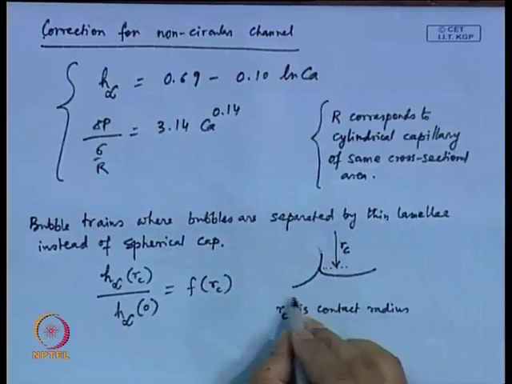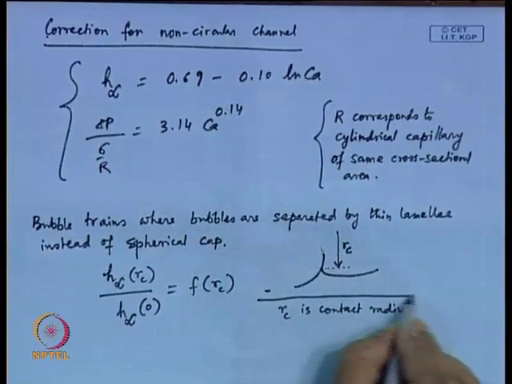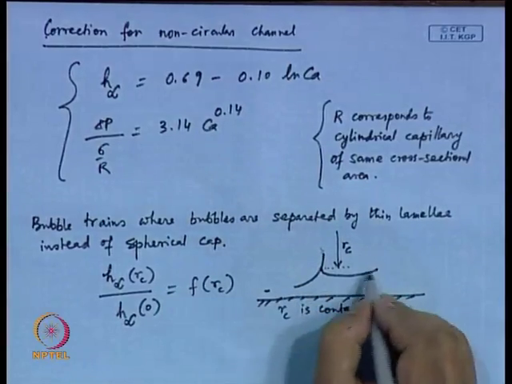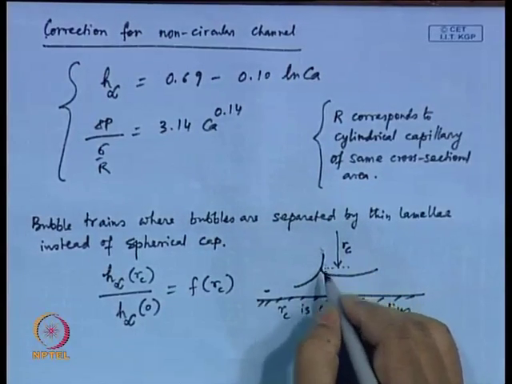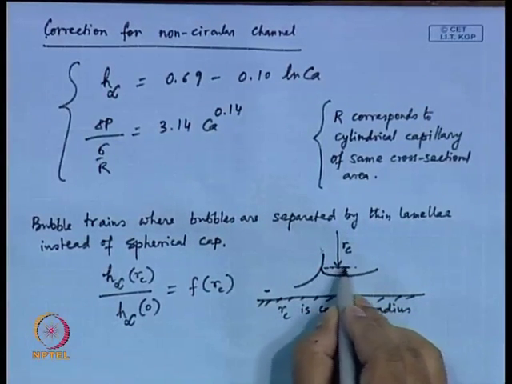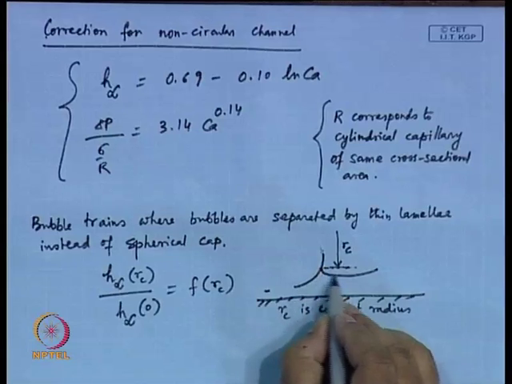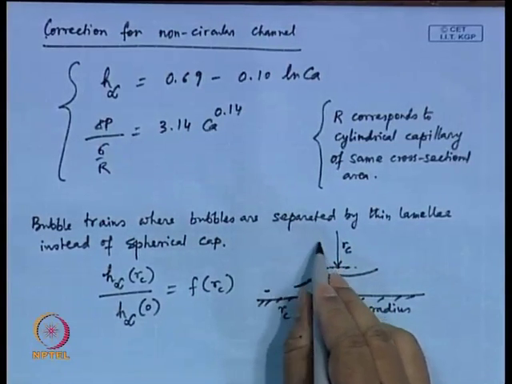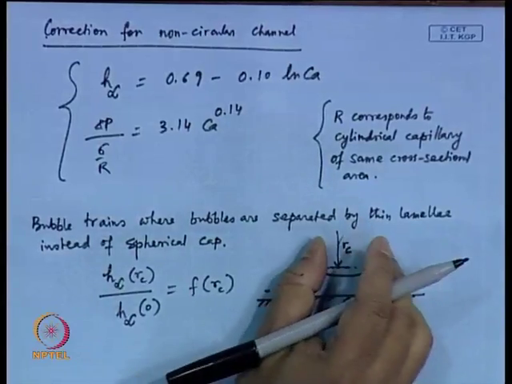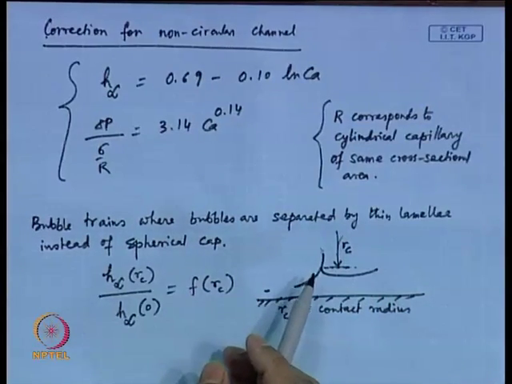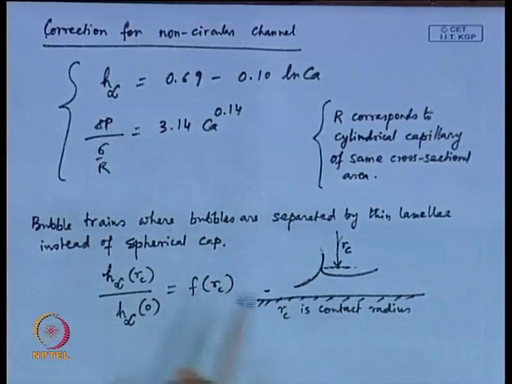You understood what we are talking about? This is the channel. This is one bubble, that is the other bubble, but the bubbles are not separated properly. It is just a thin lamella which is separating the bubbles. In that case, you call another radius the contact radius, where basically this line breaks. Here you have the film, but beyond this point it is supposed to be a spherical cap, and this should be a spherical cap separated, but that has not happened. So one can come up with some correlation; researchers have proposed correlations in the literature.